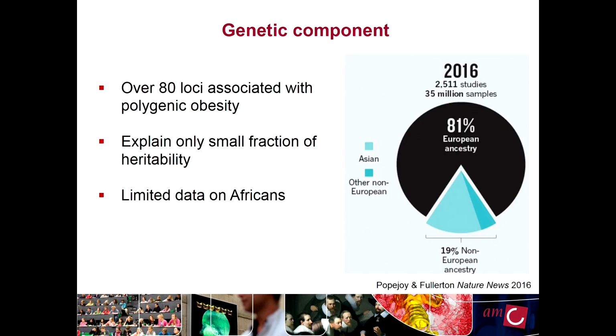Then for the genetic component, in general, over 80 loci have been associated with common obesity. However, the explained fraction of heritability is small, and more importantly, data on African populations are very limited. This figure shows the proportion of GWAS, of genetic studies. The majority is in European ancestry populations, and only a small minority of genetic studies are performed in non-European populations, of which, again, the largest part among Asians. So the genetic data in African populations are very, very limited.